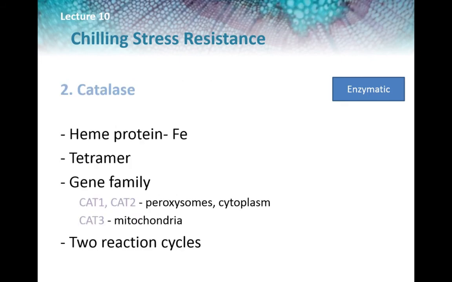The second protein is catalase, which is a tetrameric heme protein that breaks down hydrogen peroxide. Catalase, or CAT, is also coded by a family of genes. Those could be CAT1 or CAT2, which are present in peroxisomes and cytoplasm, or could be CAT3, which is present in the mitochondria. Catalase undergoes two reaction cycles, which we will explain in the next slide.